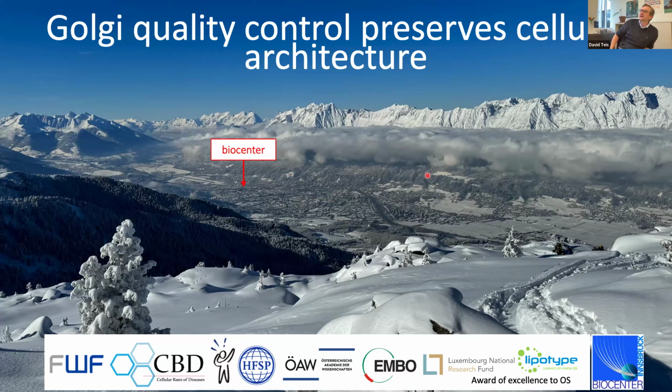I'll present a work very much in progress, and the key message of my talk is already written in the title of the first slide. Golgi quality control preserves cellular architecture, and I'll try to explain how we discovered two different branches of Golgi quality control and how we're trying to characterize how they maintain Golgi architecture and cellular architecture together.